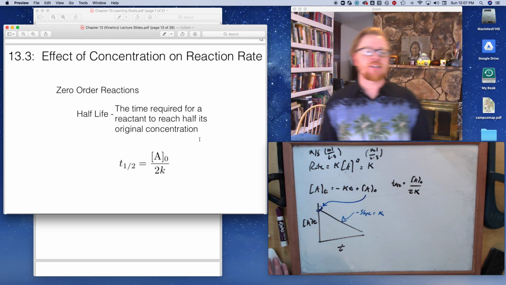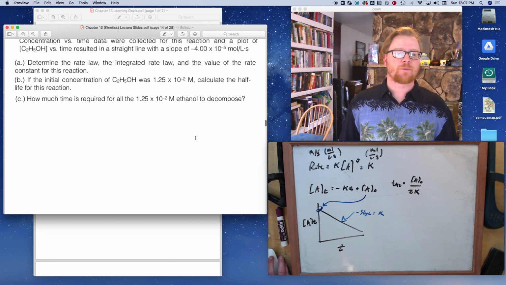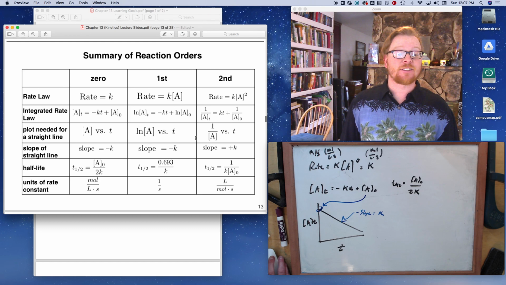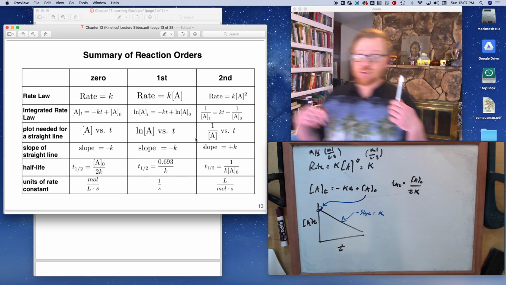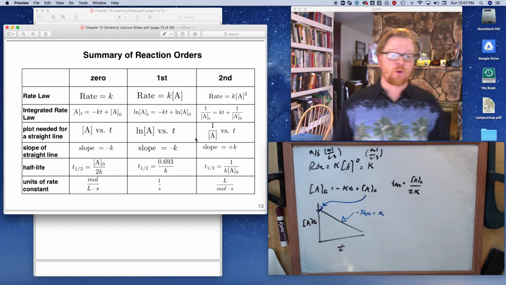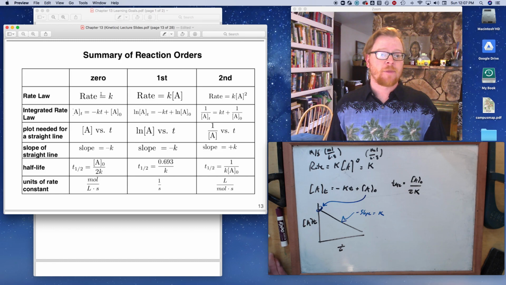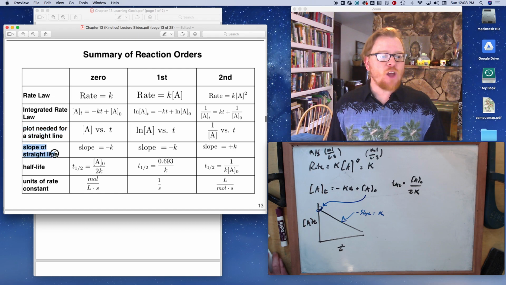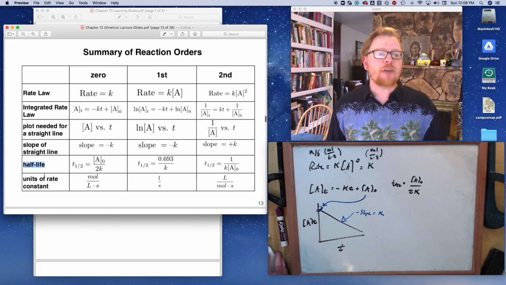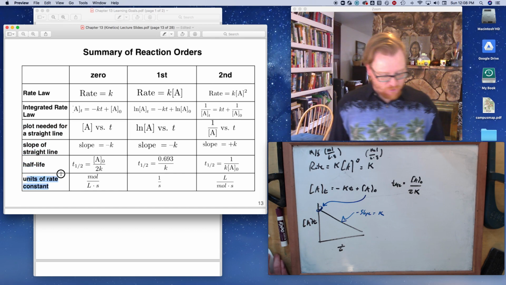Okay, so I'm going to summarize all these things that we just talked about. So here is a summary of everything. That was a lot that I just went through. This is all of the information that I just summarized. So zero, first, second order. Here are the rate laws. Here are the integrated rate laws. The plot needed for a straight line, the slope of that straight line, the half-life of that equation, and the units of the rate constant.